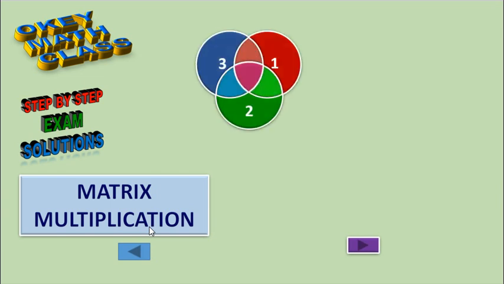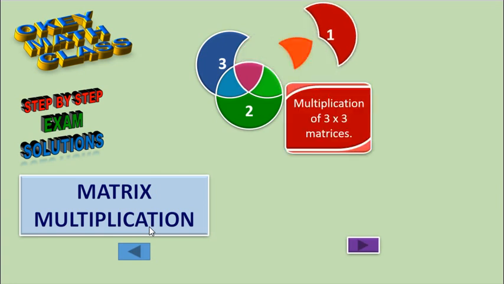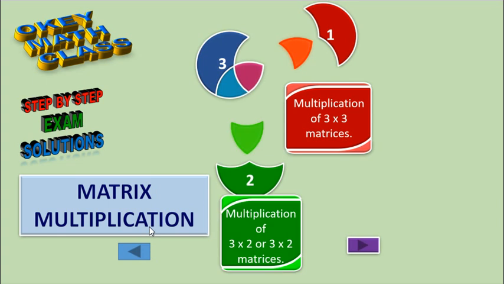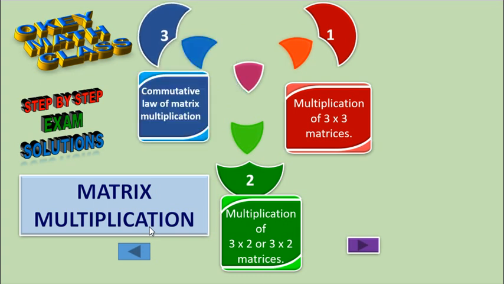Okay, maths class, present step-by-step exam solution to multiplication of 3 by 3 matrices. In this video, we'll be looking at the following subtopics. Number 1, multiplication of 3 by 3 matrices. Number 2, multiplication of a 3 by 2 or 2 by 3 matrix. And then we will try to establish, if time permits, the commutative law of matrix multiplication.